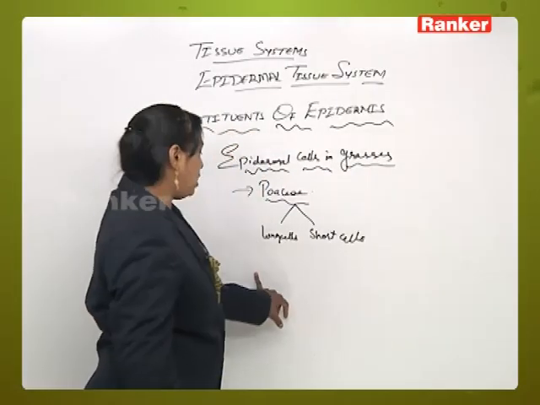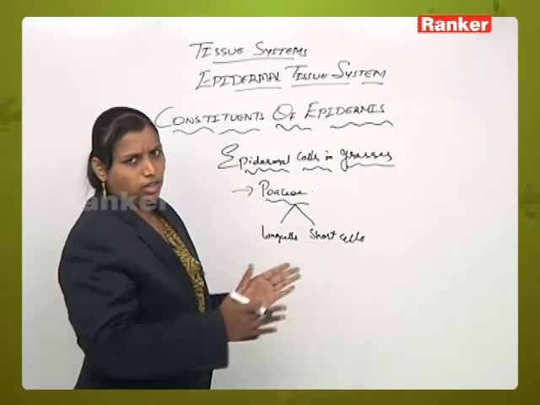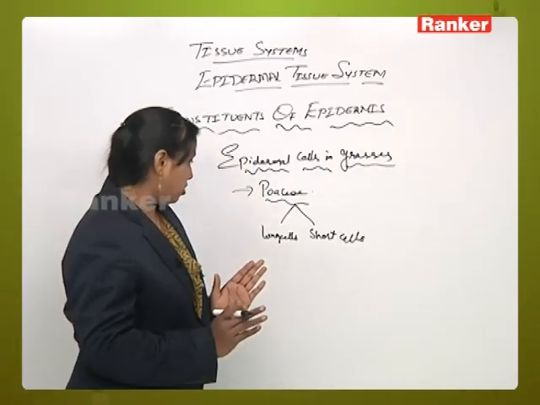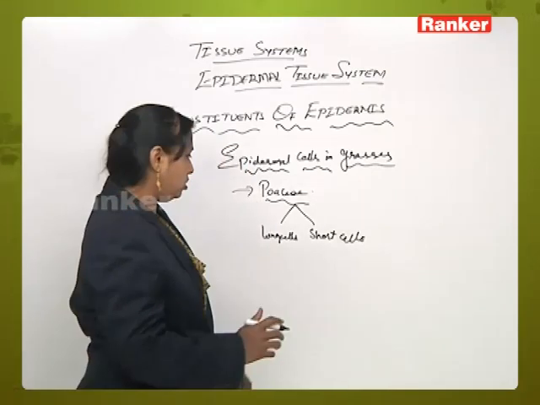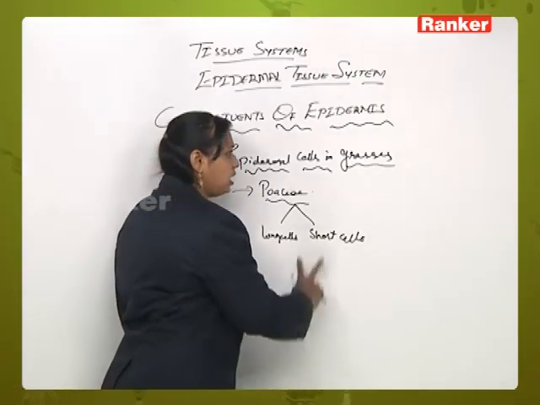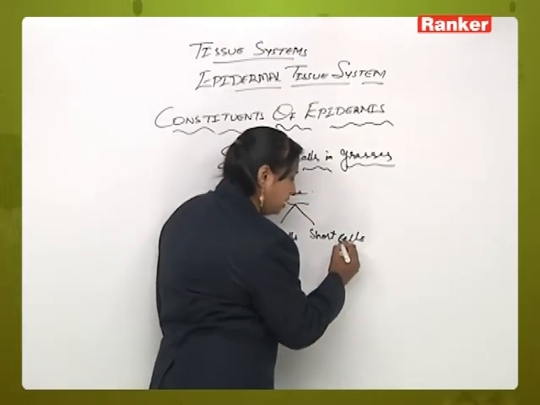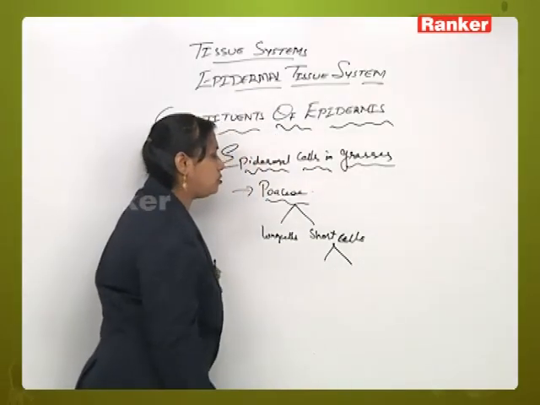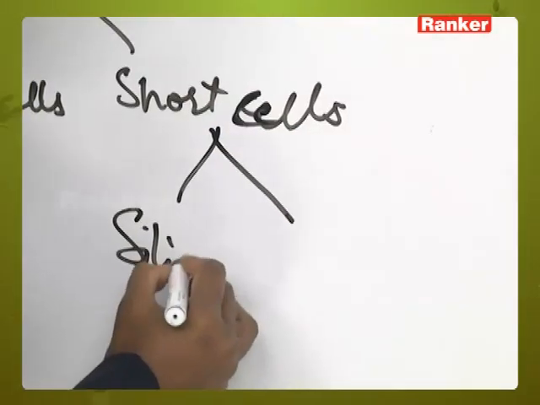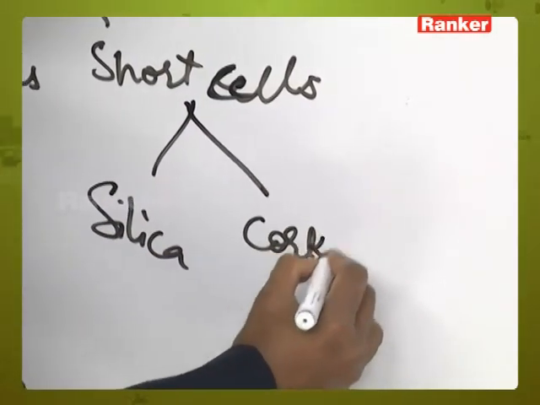Okay, these are occurring in parallel rows. There is one row of long cells, then short cells, so both are occurring in parallel rows. And now again, these short cells are divided into two types. Those are called silica cells and Koch cells.